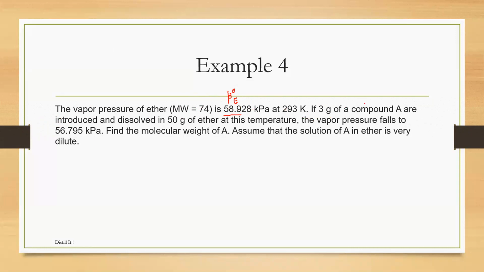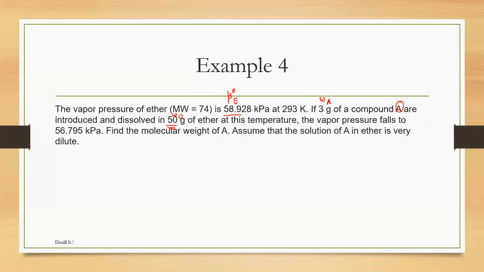If 3 grams of a compound A, it is unknown. Which compound is this? This is unknown. It is just given 3 grams of compound A are introduced and dissolved in 50 grams of ether at this temperature. Remember, this is my weight. All right. This is my weight. Weight of A, weight of ether. All right. The vapor pressure falls to 56.795 kilopascal.